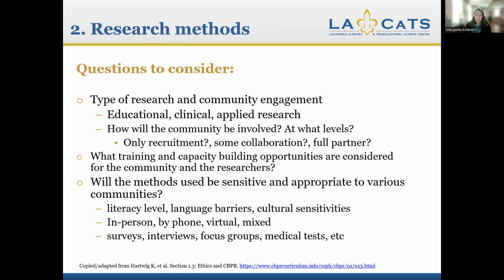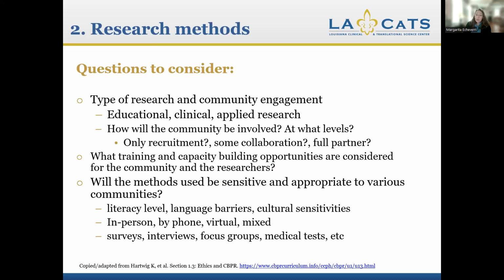This other section describes the type of research or intervention to be developed. Depending on the type of research that we are working on, educational, clinical, or applied research, it is necessary to clearly state how the community is involved and at what levels. Will the community only be in charge of recruitment of participants, or will the community play a higher role in the collaboration?